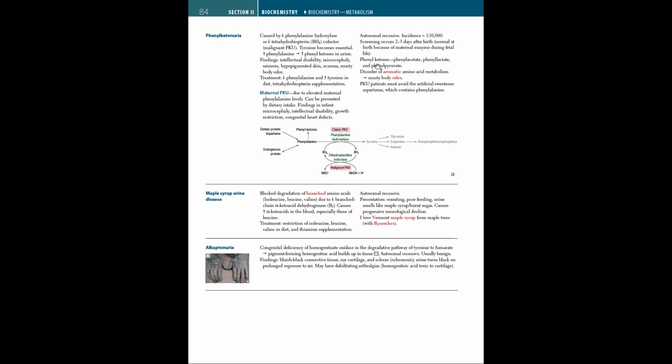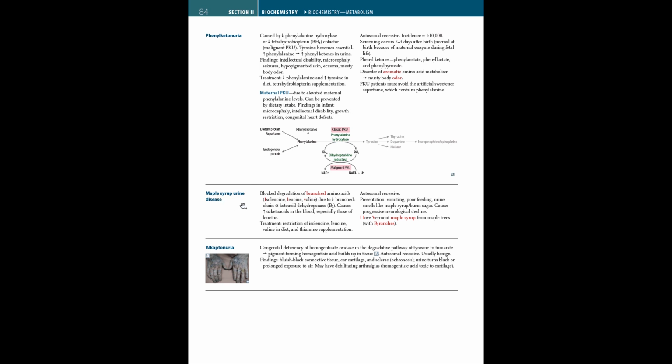Now, phenylketones, phenylacetate, phenyllactate, and phenylpyruvate lead to a disorder of aromatic amino acid metabolism, which gives that musty body odor. PKU patients must avoid the artificial sweetener aspartame, which contains phenylalanine.